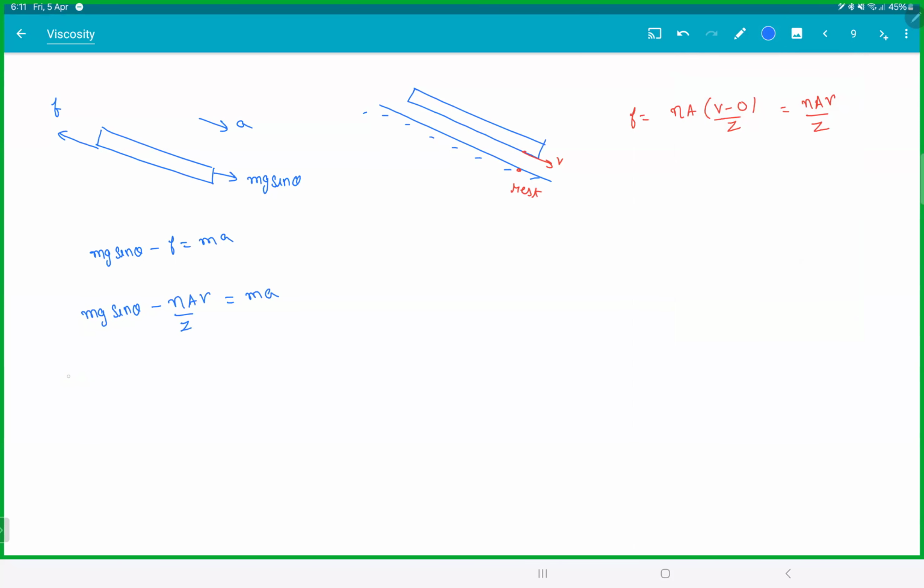Now from here you can see eventually, after a long time, F viscous balances Mg. So if it's a mains level question, they'll ask you this: find the terminal velocity. Then you need not integrate. That is, acceleration becomes 0. So if you put a equal to 0, you'll directly get V is equal to mg z sine theta by eta A. This is called terminal velocity. This is the velocity after a long time, that is infinity.